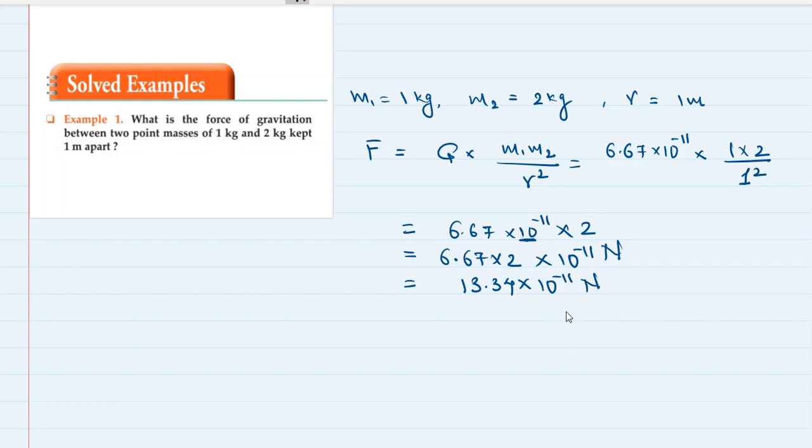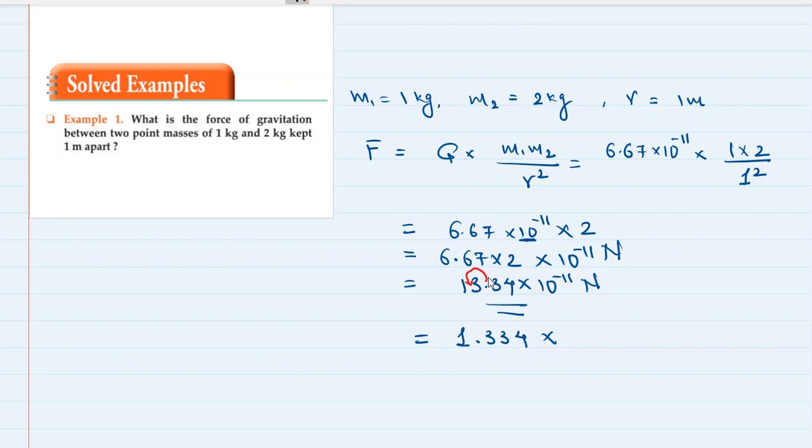Now do you know that this number which you have, it is the correct answer, but still it could have been expressed in a proper scientific form. To express it in scientific form, what we'll do is we'll move this decimal point from here to here. So always we make sure that we move the decimal point to the right of the first non-zero digit, and the first non-zero digit is 1.